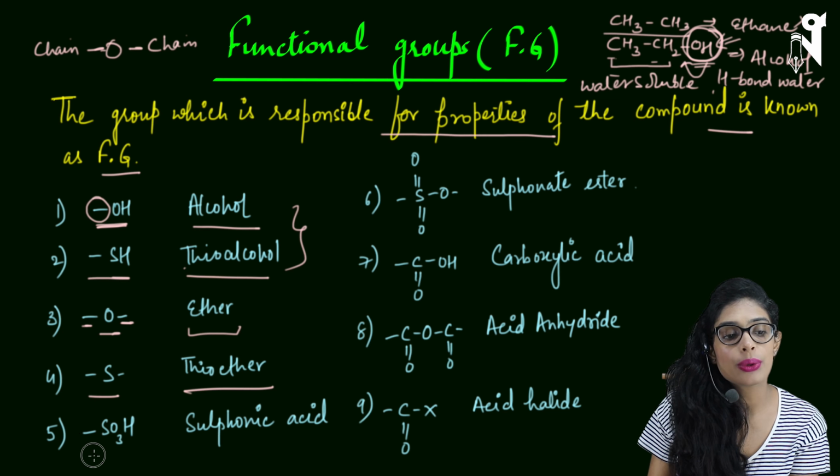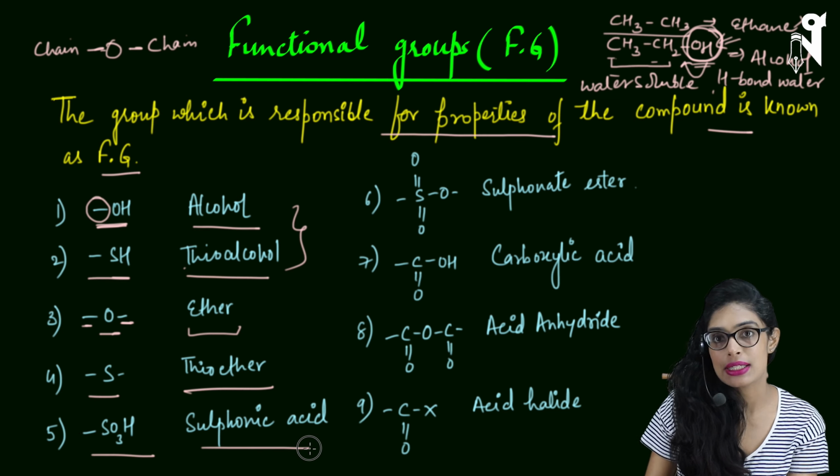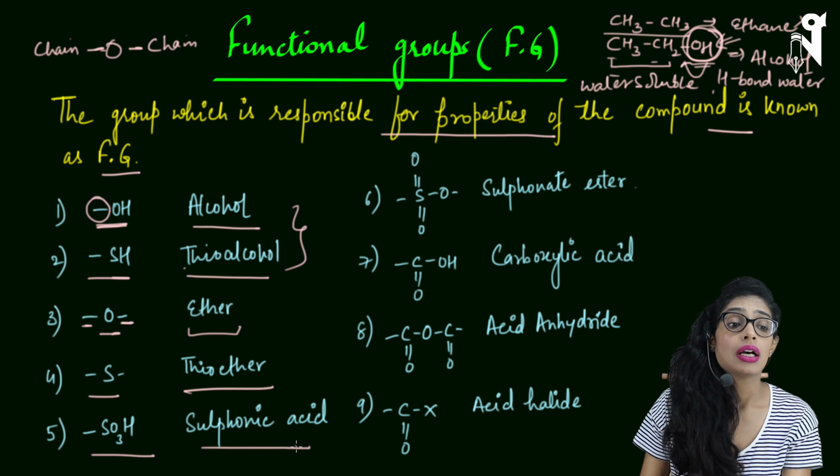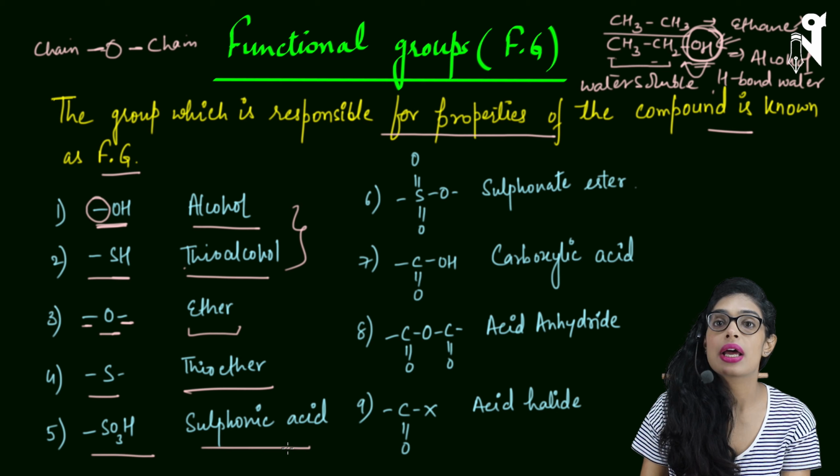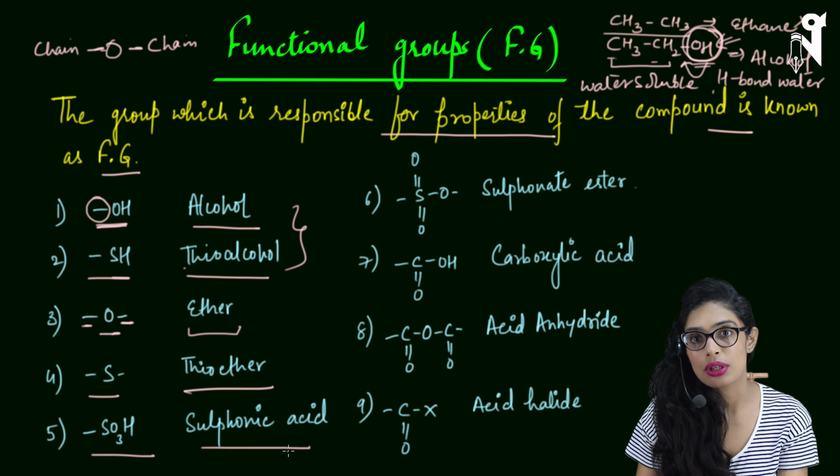The next group is SO3H. It is called sulfonic acid. We will be talking about these groups in detail, their names, their appearance, and their priority order with respect to each other.